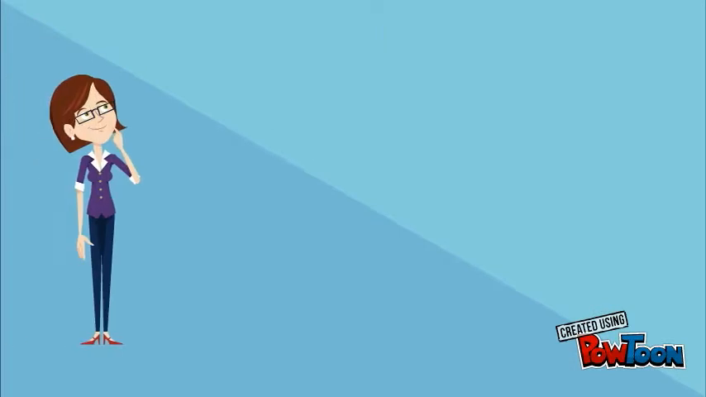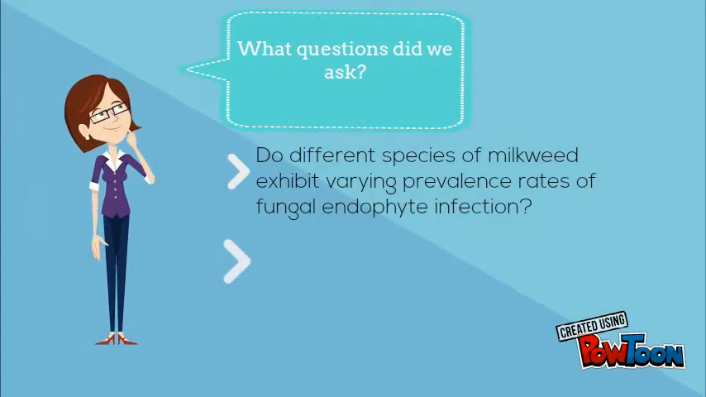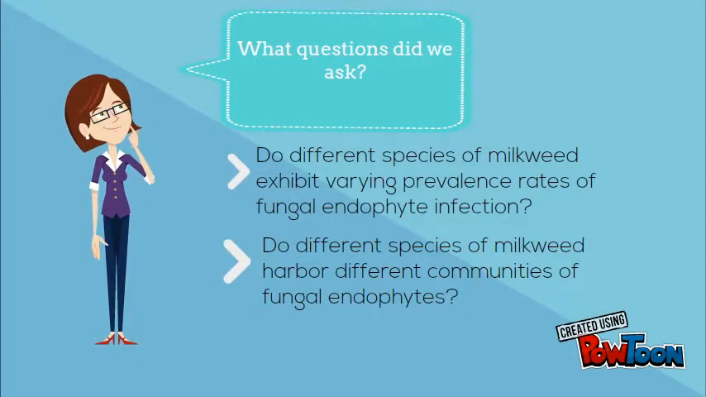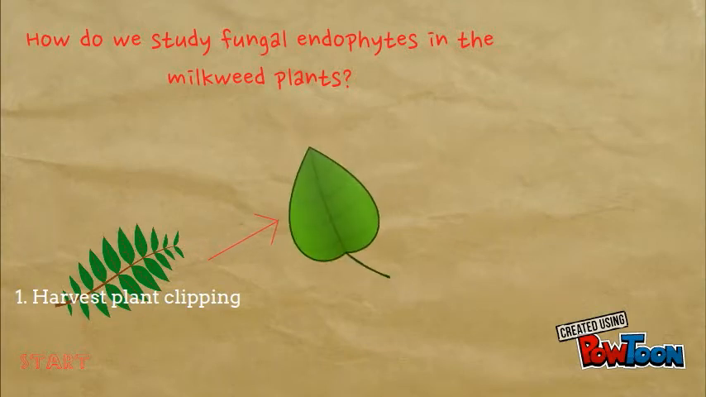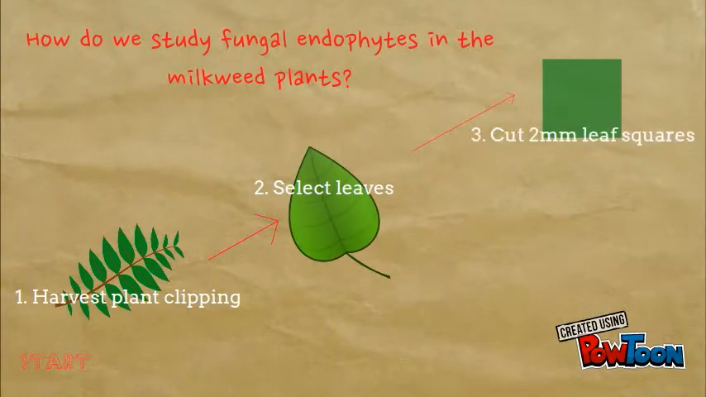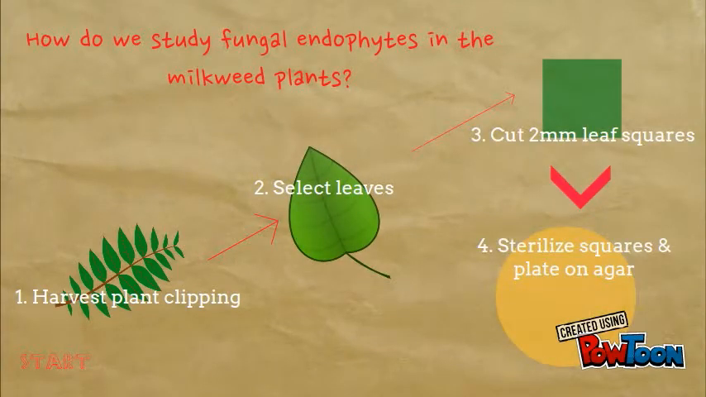So, what questions are we asking? Do different species of milkweed exhibit varying prevalence rates of fungal endophyte infection? And do different species of milkweed harbor different communities of fungal endophytes? How did we examine endophytes among our 4 species of milkweed? We collected plants, picked leaves, cut leaf squares, and surface sterilized the leaf squares to make sure we were only growing fungus from inside the leaf. Then, we plated the leaf pieces on agar.